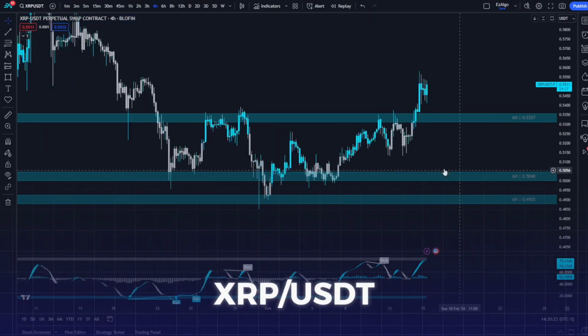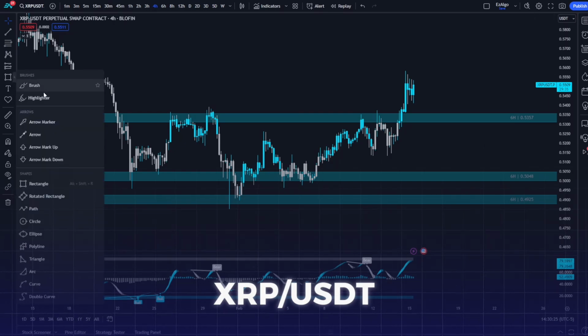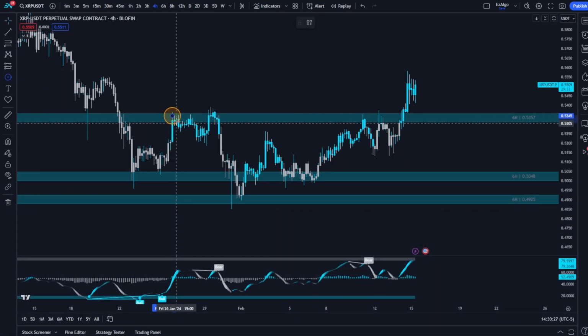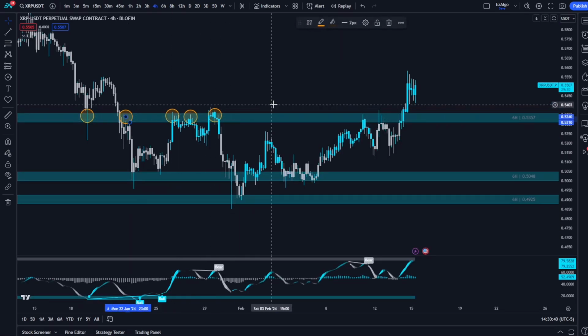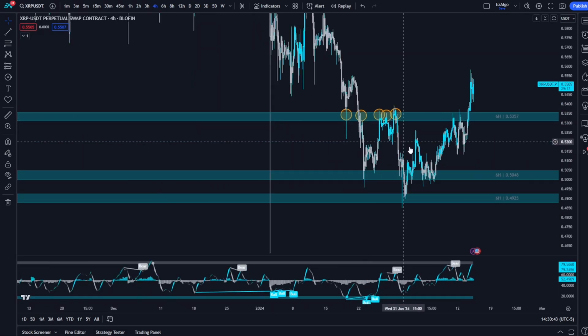So looking at XRP here on the 4-hour time frame, I noticed that we have a key level right here, a key support and resistance level that has price history. Price has reacted from this level multiple times, right? 1, 2, I guess this one as well, right? 1, 2, 3, 4, 5, 6 times in the recent past.